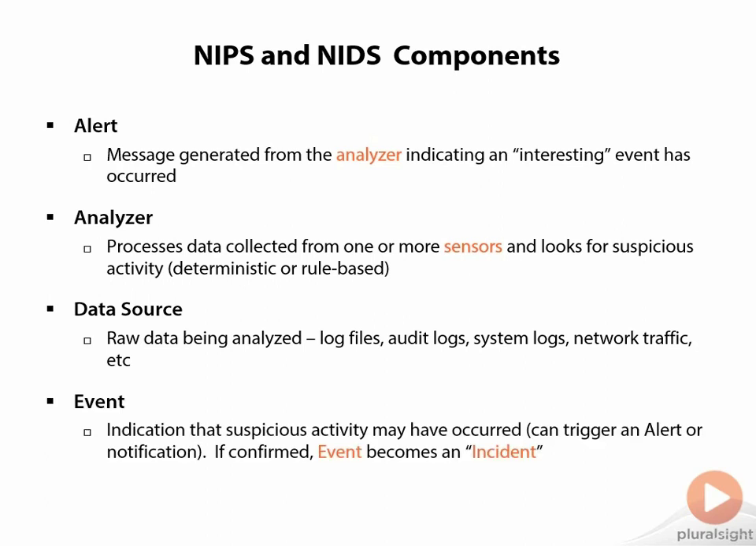And then we have something called an event. An event is an indication that something suspicious has occurred. It could be malicious, it could be suspicious. Again, it could be a false positive, but in some fashion, the system has determined that this needs further investigation. So that can trigger an alert or a notification. Or if it's confirmed and it actually is malicious activity, then that event would technically become an incident. Just for terminology's sake.